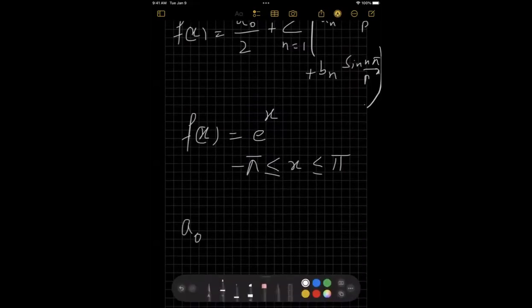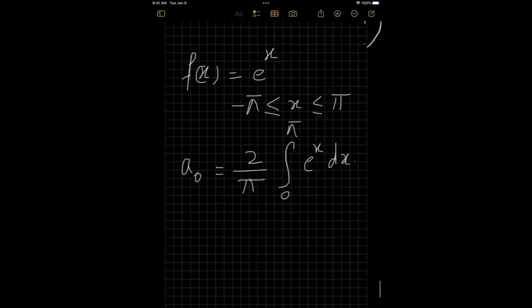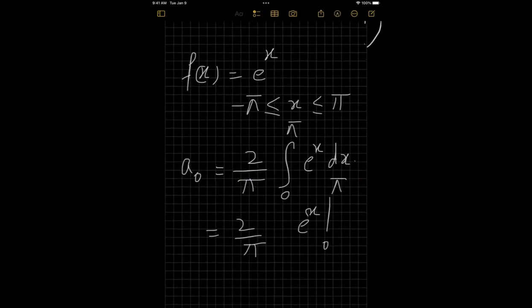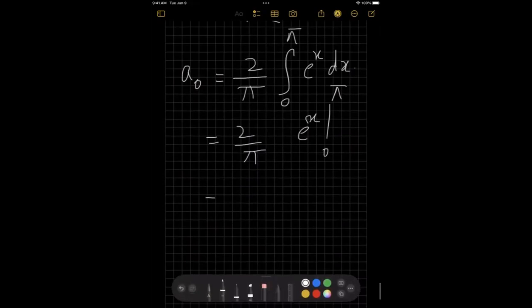So a naught will be equal to 2 over pi, integral from 0 to pi of e^x dx. The simplest part is a naught. So it is going to be 2 over pi times e^x from 0 to pi, which is equal to 2 over pi times (e^pi minus 1). Fine.